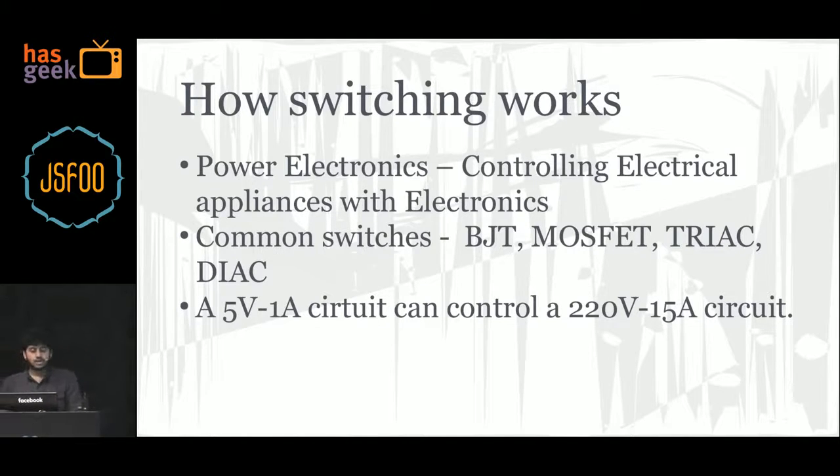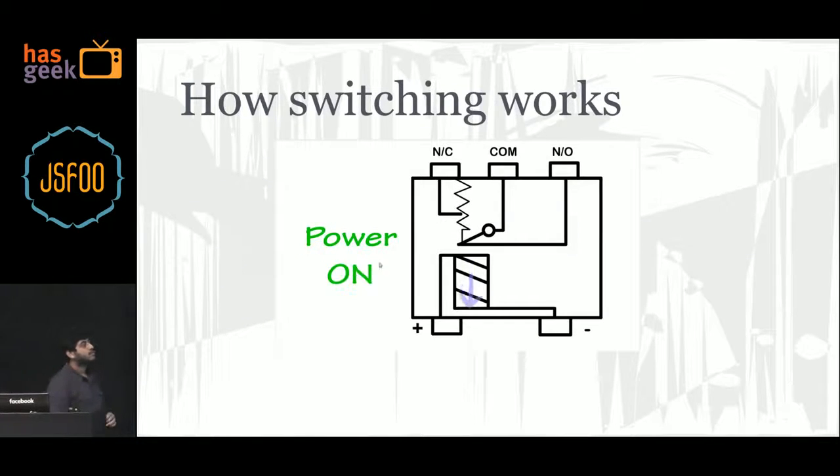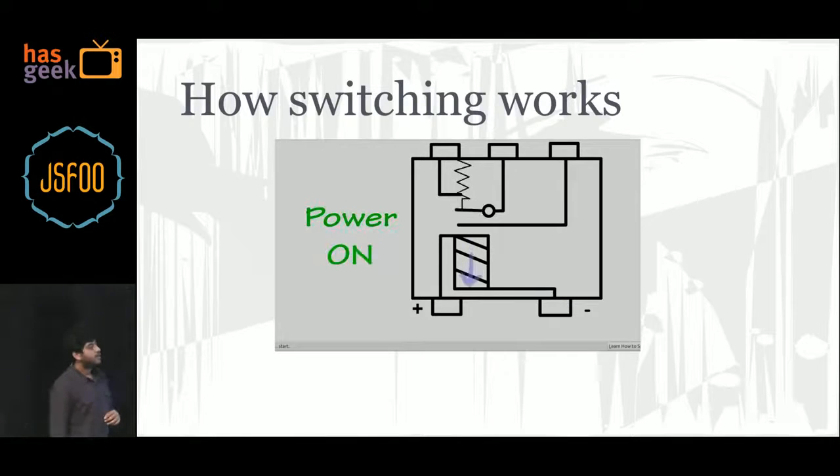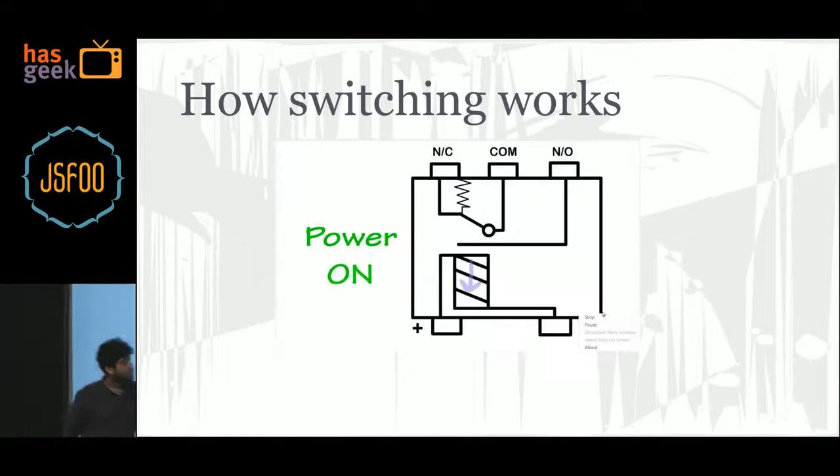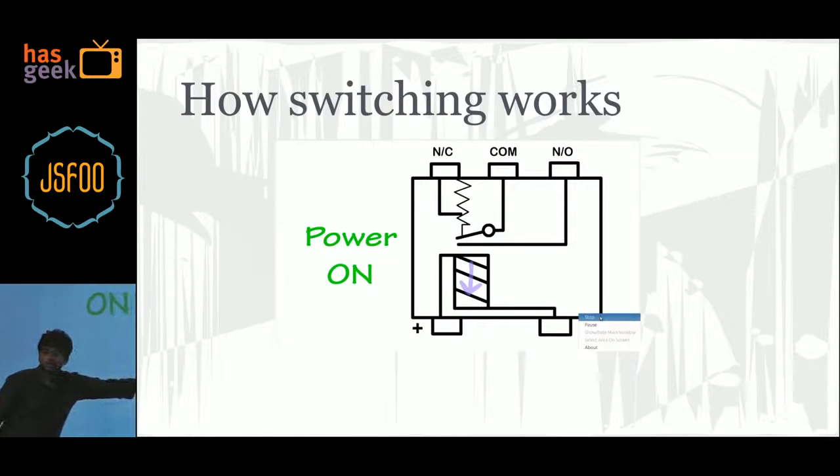Examples are like BJT, which is a transistor, MOSFET, triac, diac. So let's show a quick animation on how this thing actually works. So if you can see in this video, this circuit here is your electronic circuit, and that circuit is your electrical circuit.